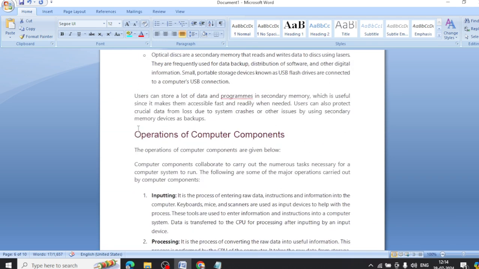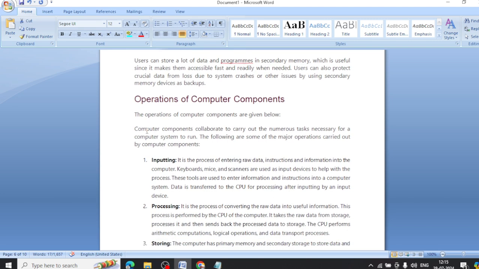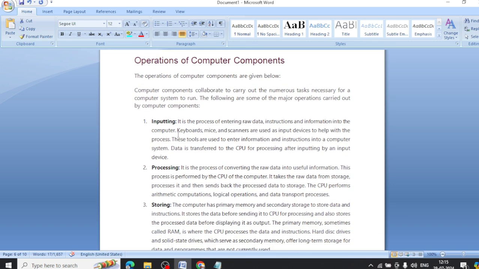Let's see the operation of computer components. The operations of computer components are given below. Computer components collaborate to carry out the numerous tasks necessary for a computer system to run. The following are some of the major operations carried out by computer components. First, inputting. It is the process of entering raw data, instructions and information into the computer. Keyboard, mouse and scanner are input devices used to help with the process.